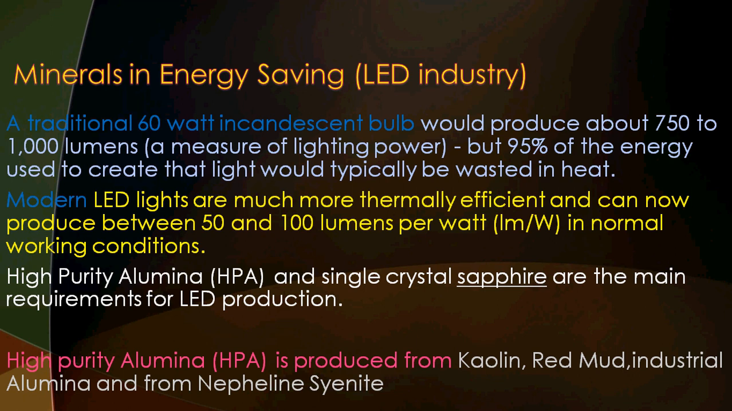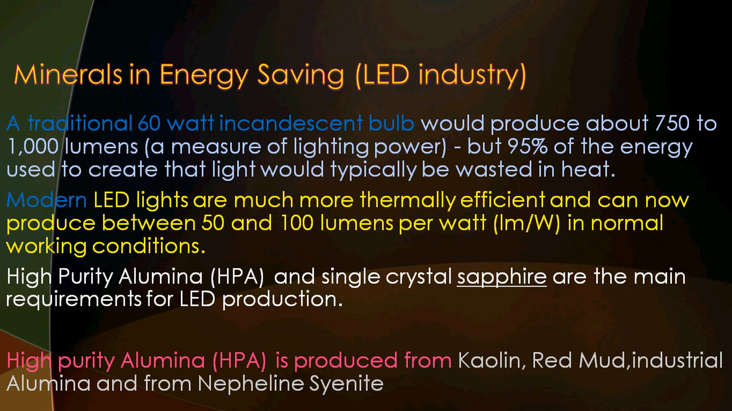Minerals in the energy-saving LED industry. It is very interesting that a traditional 60-watt incandescent bulb would produce about 750 to 1000 lumens. Lumens is a measure of light power. But 95% of the energy used to create this light would typically be wasted as heat. Modern LED lights are much more thermally efficient and can now produce between 50 to 100 lumens per watt in normal working conditions, and they don't produce heat.